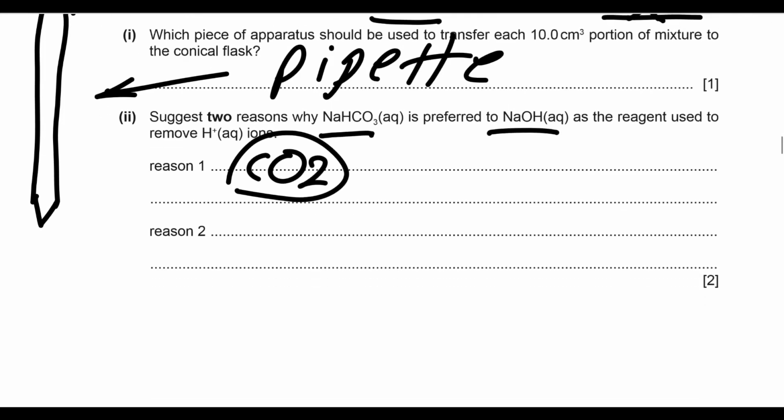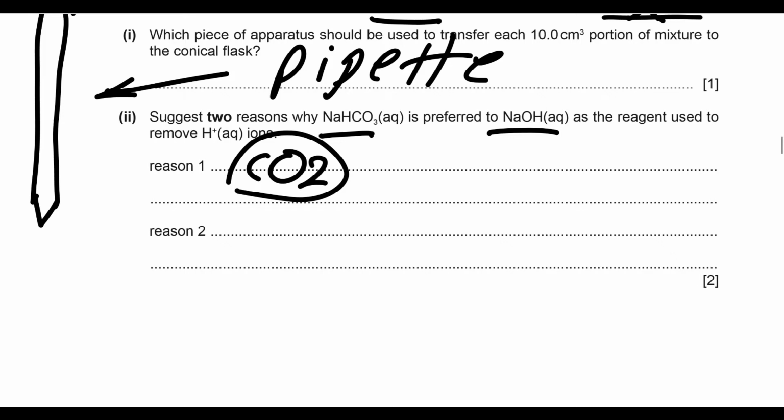The second reason, before finishing reason one: sodium hydroxide will not give us any indicator or any gas to make sure that all the acid is reacted. Okay, so sodium hydrogen carbonate is better than sodium hydroxide.